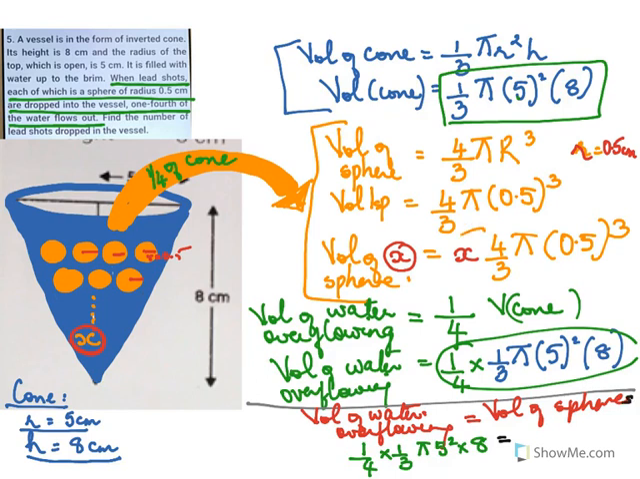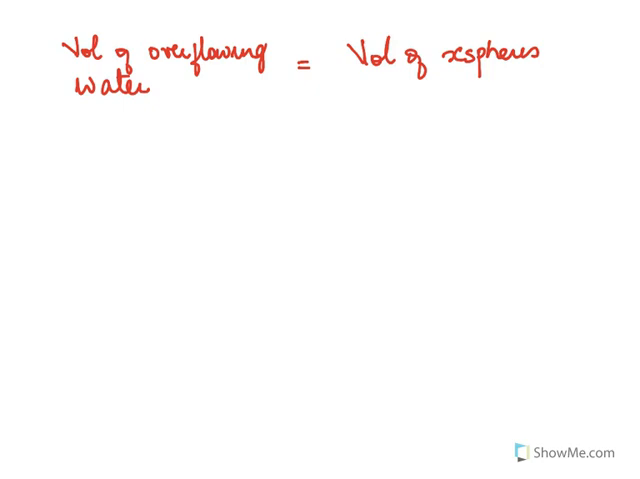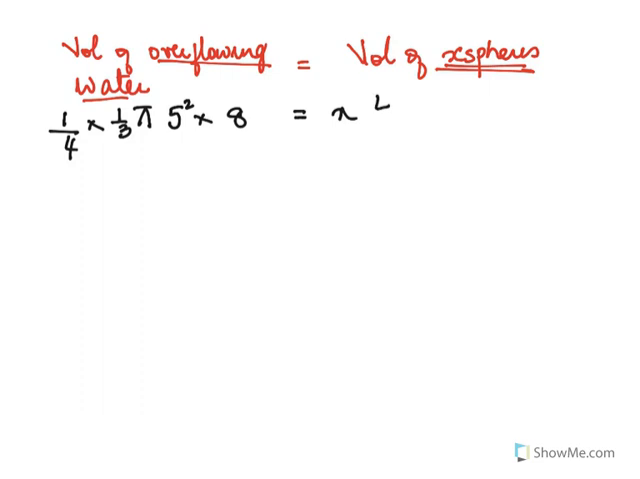So we have how many spheres? This is the volume of all the spheres. So that would be x into 4/3 pi 0.5 cube. So again we'll write volume of overflowing water equal to volume of x spheres, and we saw overflowing water volume was 1/4 into 1/3 pi r square into 8 equal to x 4/3 pi 0.5 cube. And this was the question, to find how many spheres had to be put in.